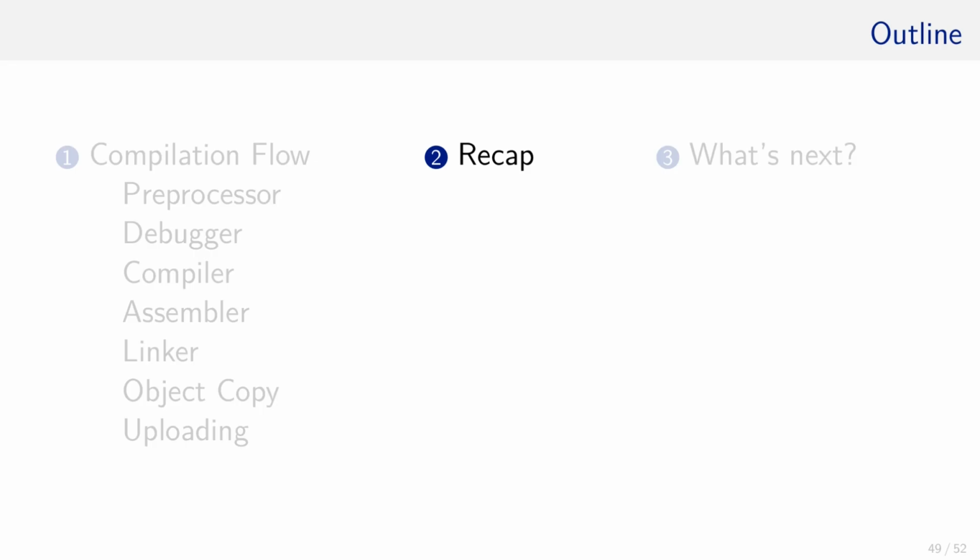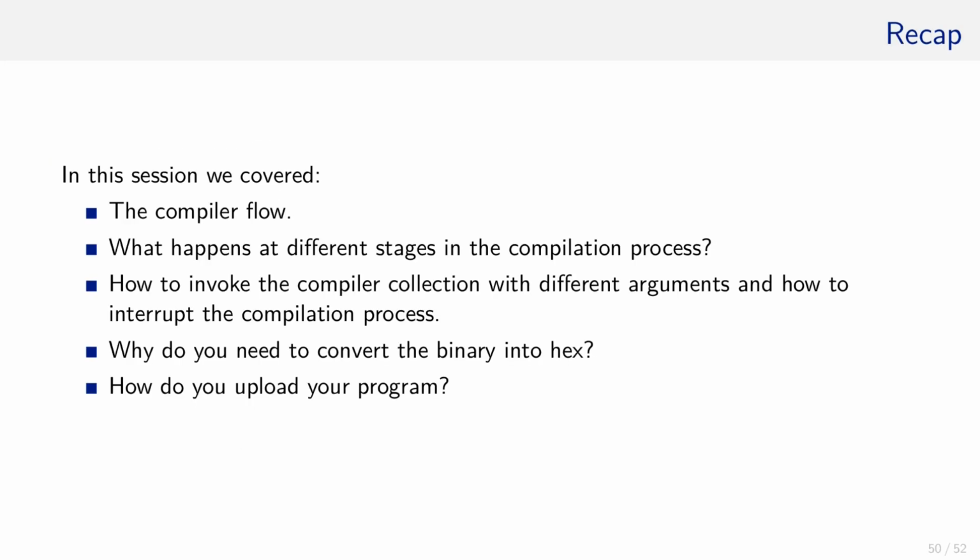So what did we do in this session? In this session, we covered a brief overview about the compilation process and the purpose of the individual stages. Further, now you are aware how the flow can be interrupted, allowing you to examine what the previous stage achieved. Further, we extended the compilation flow by adding the transformation of the ELF file into a hex file and the uploading mechanism. Don't worry if some of the aspects are not clear. Later in the lectures, you can always come back here and have a look at it again.